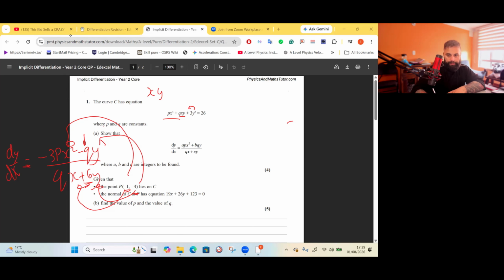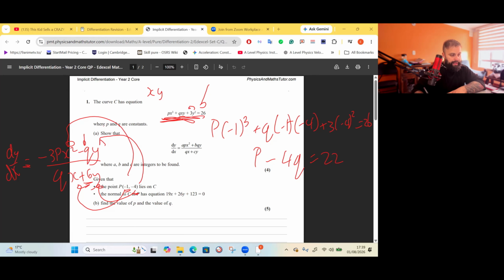Actually, before that, I'm going to substitute it into this equation right over here. So I get something that looks like this. If I simplify it out, I get that. And then we're given the normal equation over there. If you rearrange that normal equation and make y the subject, you get this. And this is my gradient. So the actual tangent, because this is the normal, I have to do the inverse of it. So I divide it by minus 1 to find out what the tangent gradient is going to be, which is 26 over 19.